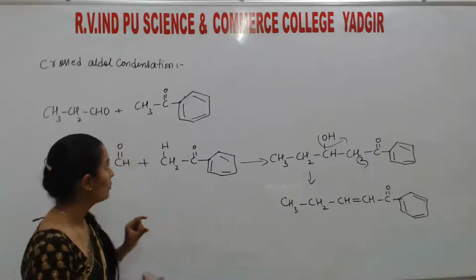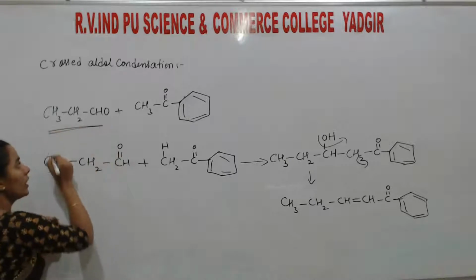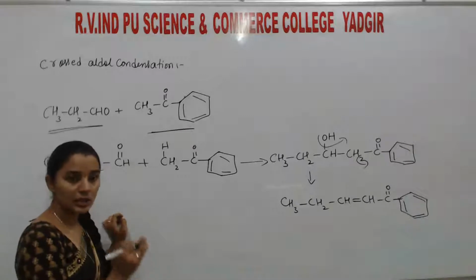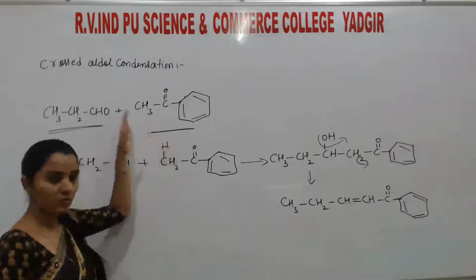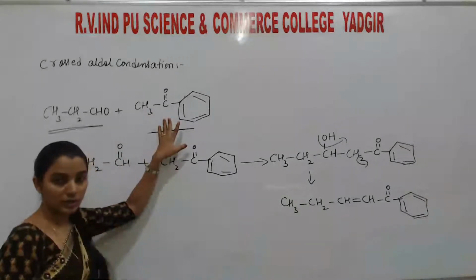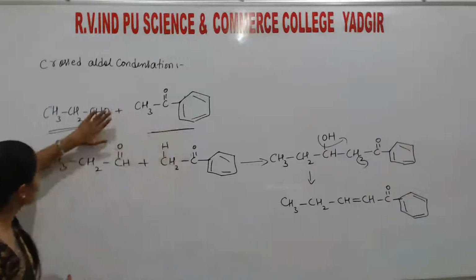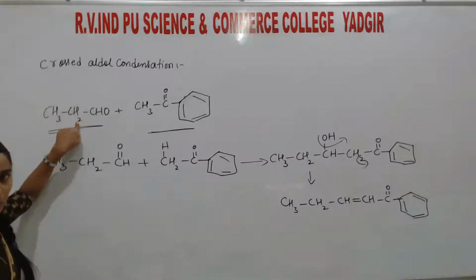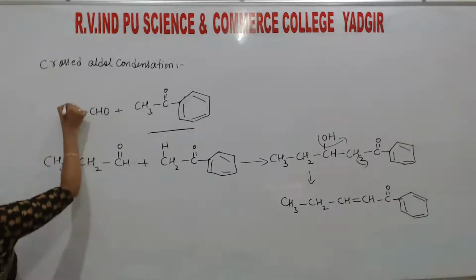Okay, but what you have to remember is that in a crossed aldol, one reagent should be an aldehyde and another should be a ketone, not the same type. Initially in aldol I told you both should be the same. If these two reagents must be aldehydes, or these two reagents must be ketones, then it is aldol condensation. If one is an aldehyde and another one is a ketone, then it is crossed aldol condensation. Here I have taken an example, one which consists of alpha hydrogen. You may take the example of benzaldehyde.